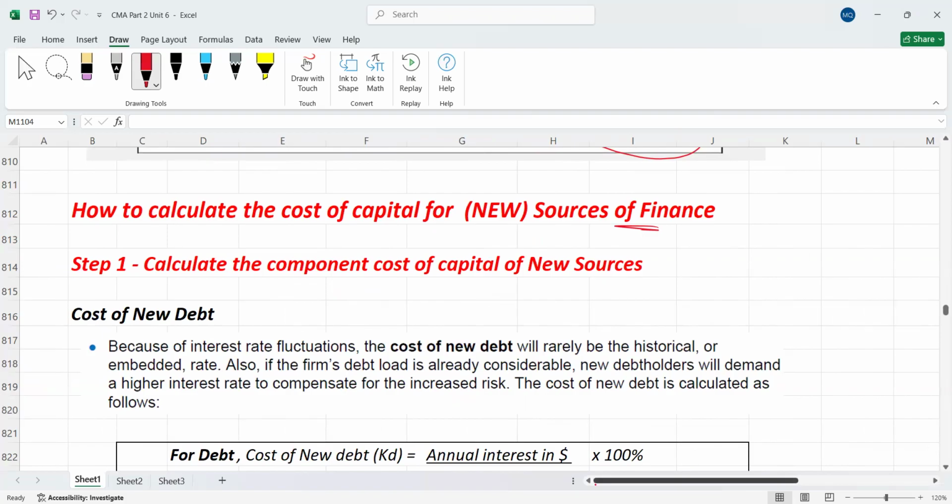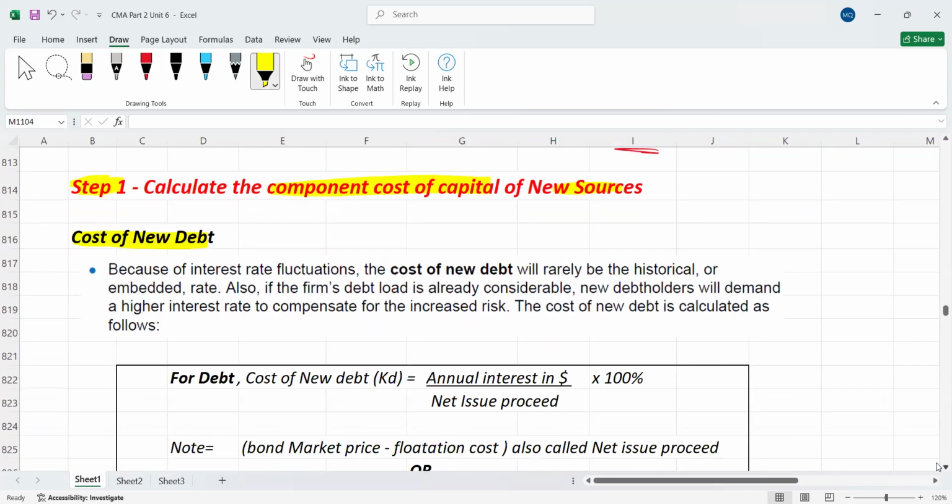So this is what we are going to discuss: how to calculate the cost of capital for new sources of finance. And step number one, how to calculate the component cost of capital for the new sources. So first, how to calculate the cost of new debt. Cost of new debt means, obviously, if as a company you are going to issue debt to fulfill the need of your business, how would you calculate the cost of debt?